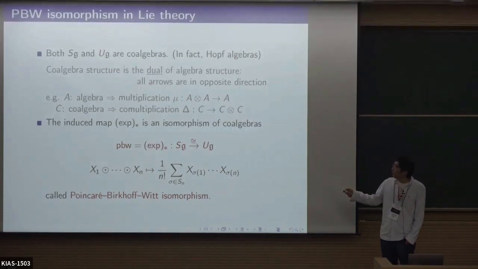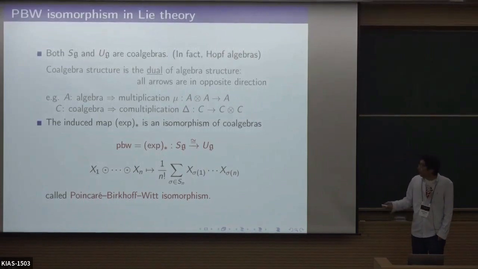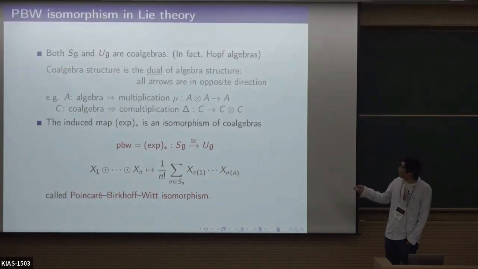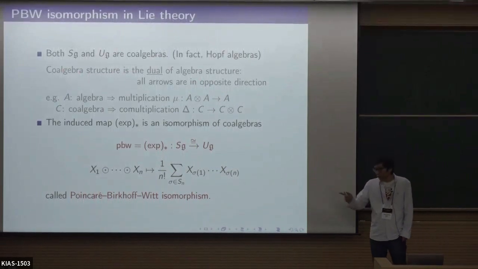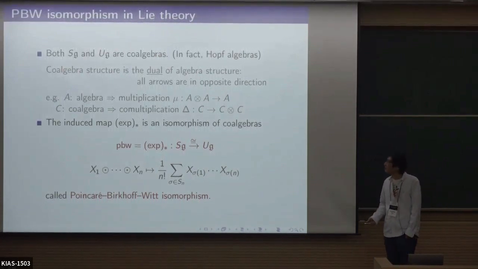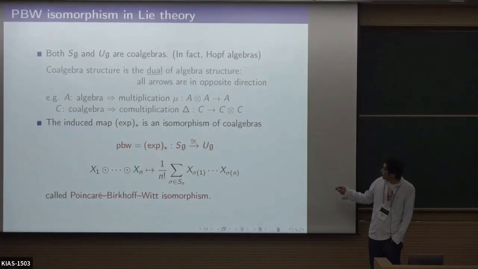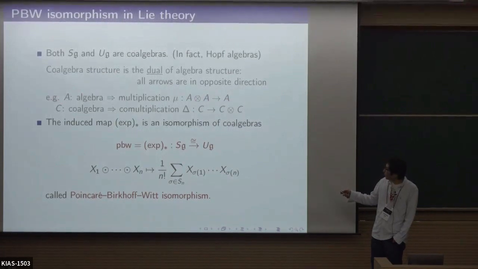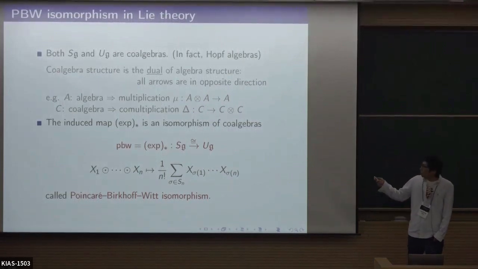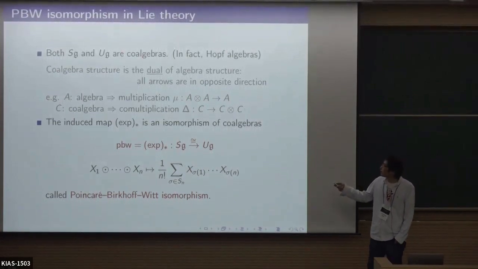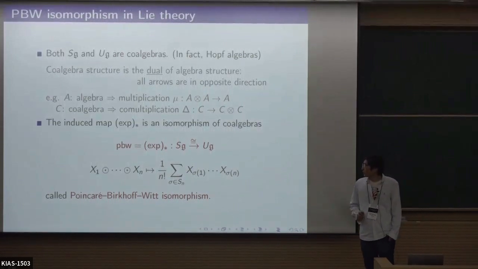But the structure that I'll be using is the coalgebra. For those who are not familiar with coalgebras, a coalgebra is basically just the dual notion of an algebra, where you reverse the arrows of the structures. Multiplication is A tensor A to A, but if you are looking at a coalgebra, you change the direction of the arrow, so you get a map from C to C tensor C for a coalgebra C. So Sg and Ug both have coalgebra structures. Of course, they have algebra structures, but we are not going to talk much about those.